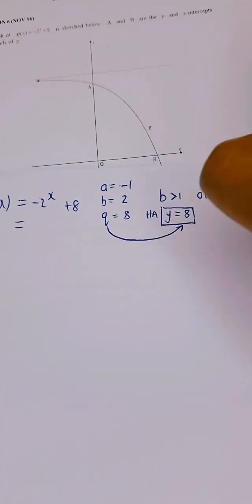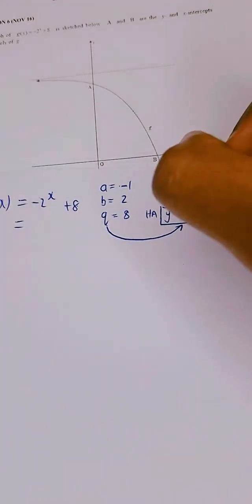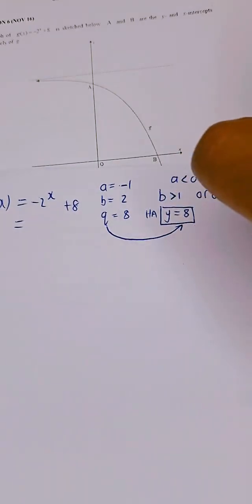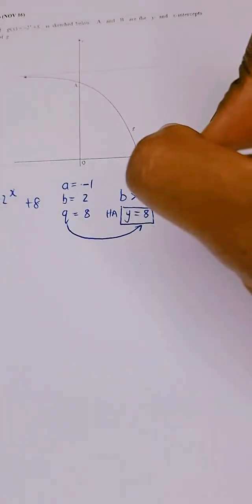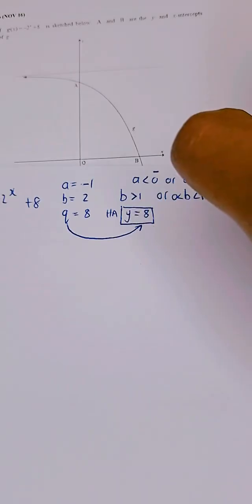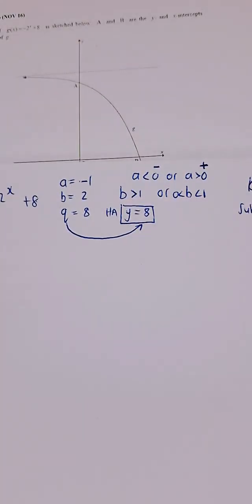Okay? There's two things about b. b can either be greater than 1, or it can be between 0 and 1. All right? And then a can either be less than 0 or a can be greater than 0. Very important, these guys. So in other words, a can either be a negative value or it can be a positive value. b can never be negative. Okay? So very important, these things, what we've just indicated here.